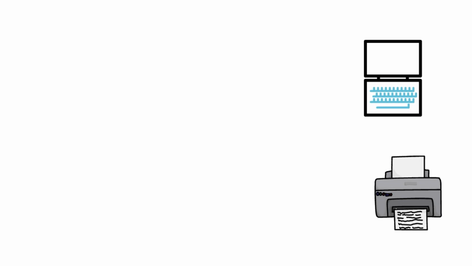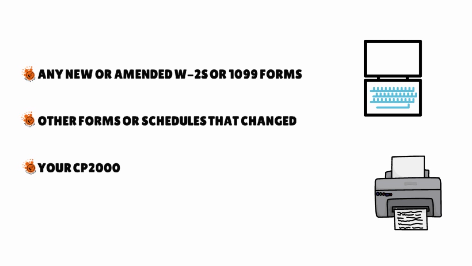So you need to also attach any necessary supporting documentation, such as a new or amended W-2 or 1099 form, other forms or schedules that changed, such as Schedule A if you updated your itemized deductions, your CP2000 notice if you are amending your tax return because of a notice you received from the IRS. You need to mail all the forms and documents to the address provided in the instructions.